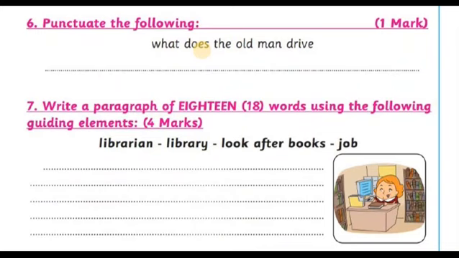Six. Punctuate the following. What does the old man drive? What. The first letter is a capital W. After that, a question mark. Number 2.